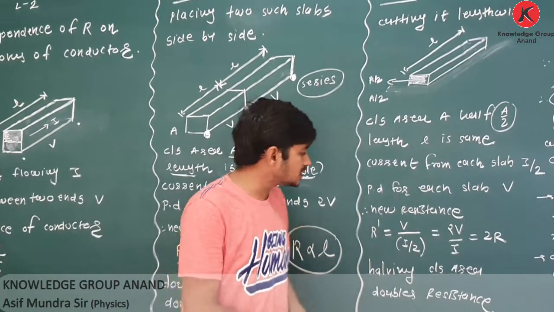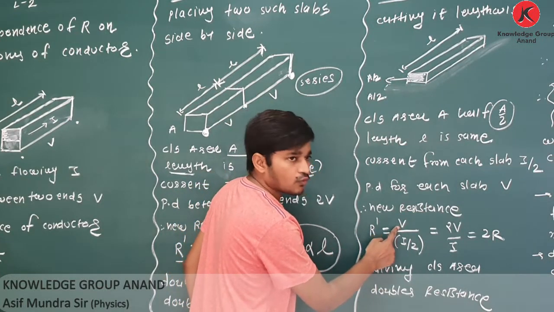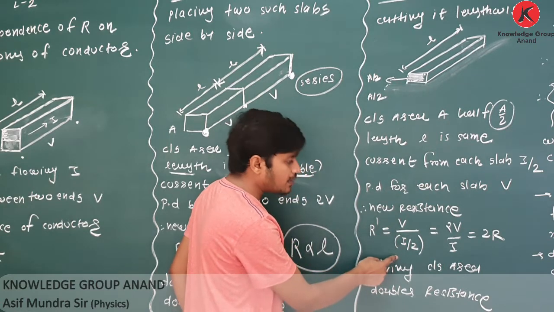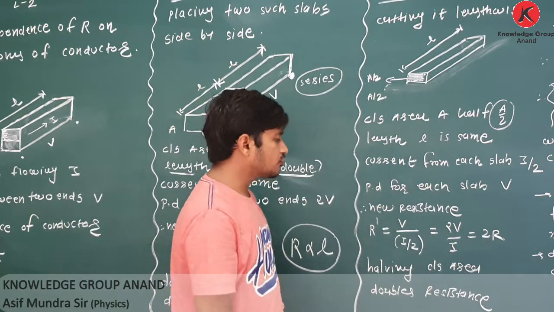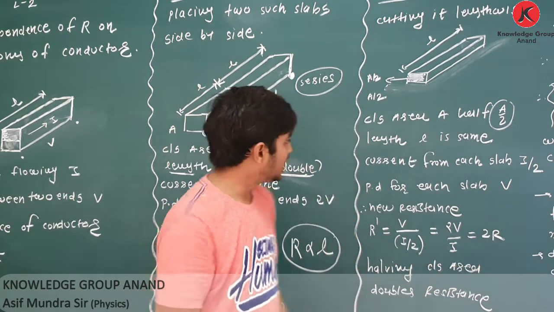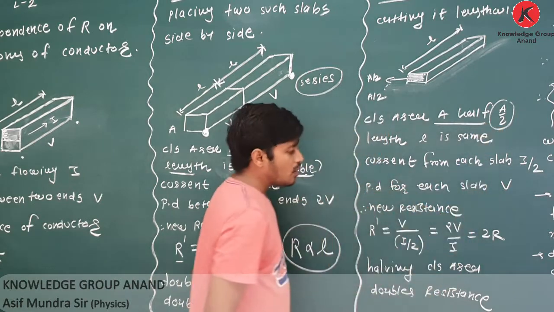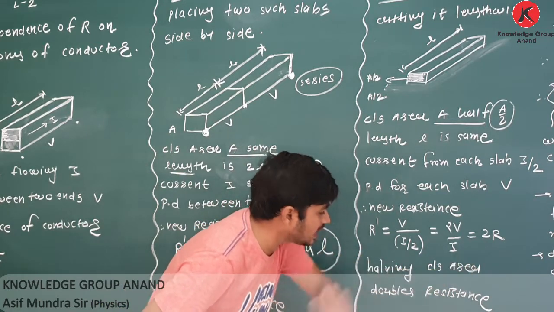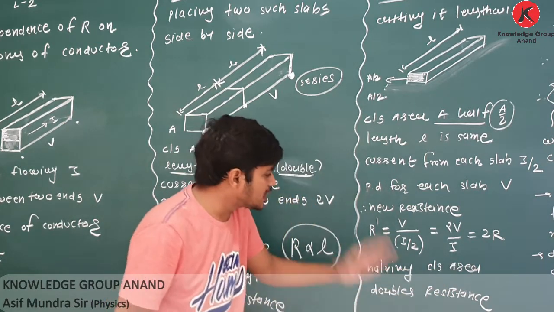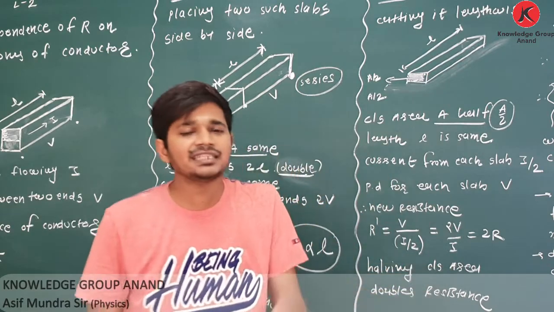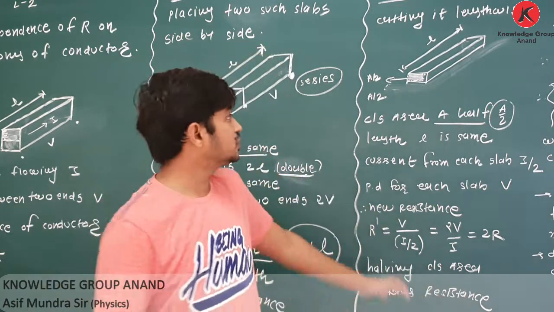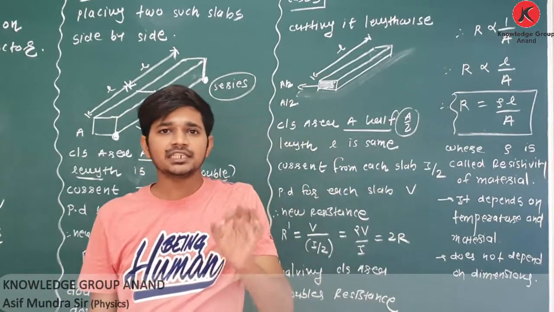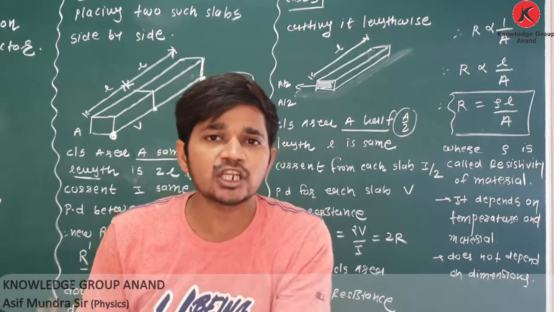So now what is the new resistance? The new resistance is equal to the voltage between the 2 ends divided by the current flowing. So it is 2V upon I, which is equal to 2R. Here the area is halved, but the resistance is doubled. So what is the relation between them? See, halving cross-sectional area doubles resistance. It means cross-sectional area and resistance are inversely proportional to each other. So I can write R is proportional to 1 upon A.